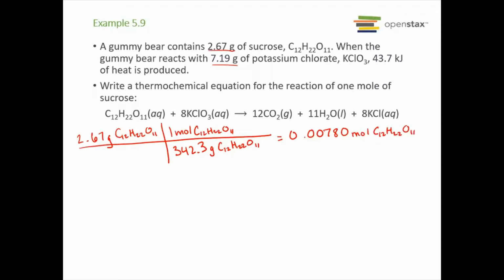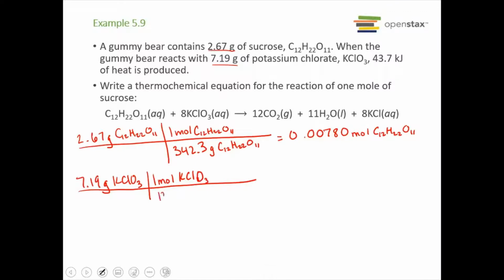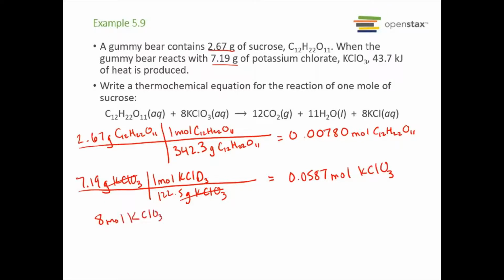We're going to do the same thing for potassium chlorate, 7.19 grams, KClO3, 1 mole of KClO3 or 122.5 grams of it. And this gives us 0.0587 moles of potassium chlorate. So based off the stoichiometry, we know that there needs to be 8 moles of potassium chlorate for every 1 mole of sucrose.